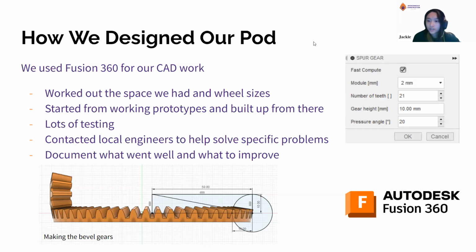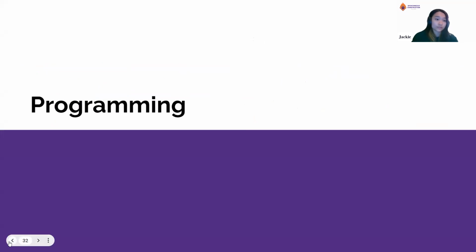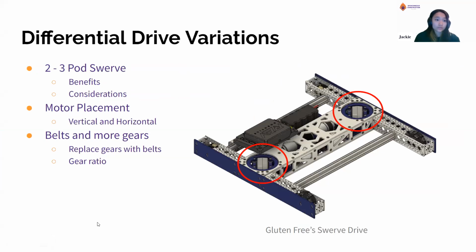We got a question in the chat. Do you think two modules are enough for a smooth drive? So I know Gluten Free had two modules, and Dark Matter also designed a swerve drivetrain using two modules. And those worked very well as well. Of course, because you have the two modules centered, comparatively to the four-pod module, it is, I guess, less precise in a way.